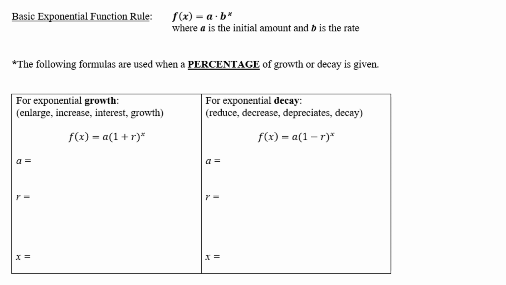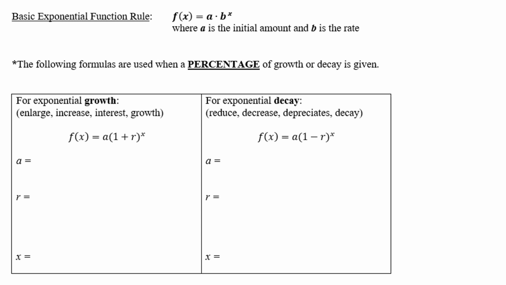In target 9b, we looked at what the graph of an exponential function looks like. We saw exponential growth, we saw exponential decay. We focused on the basic exponential function rule, which was f of x equals a times b raised to the x. We did have a plus or minus c as the exponent and then a plus or minus k. This time around, though, we're looking at the most basic form. So, again, f of x equals a times b raised to the x, where a is your initial amount and b is the rate.